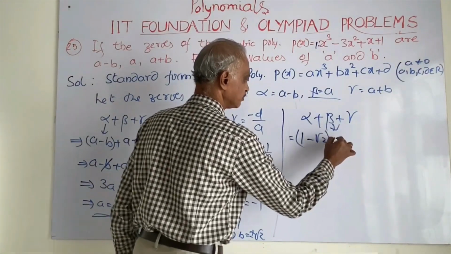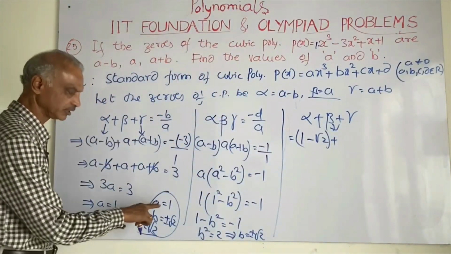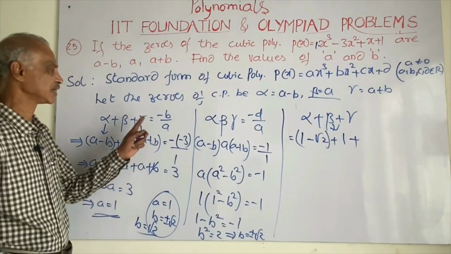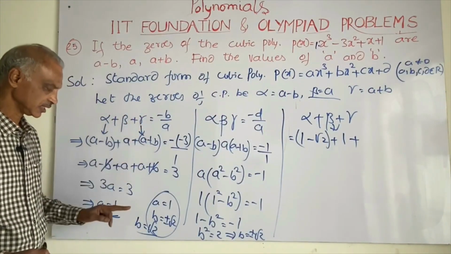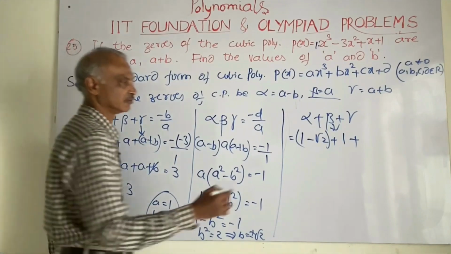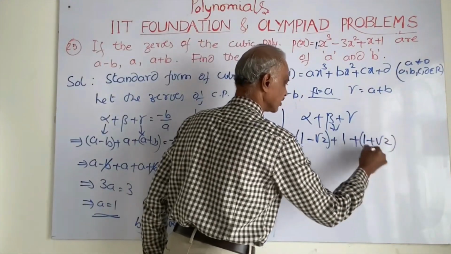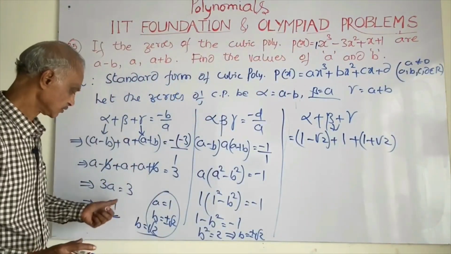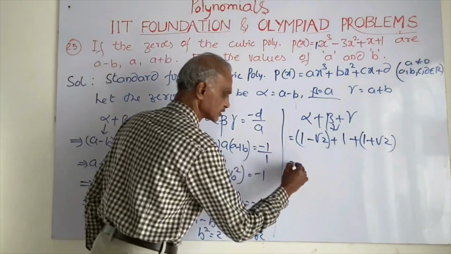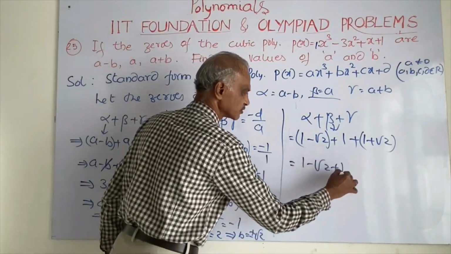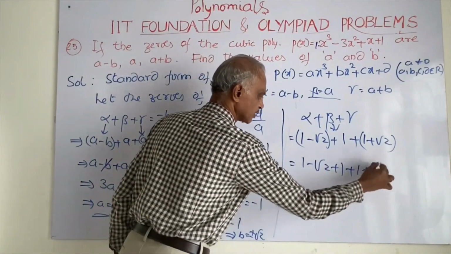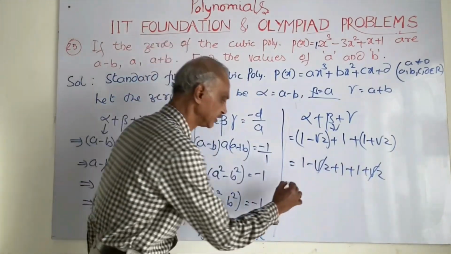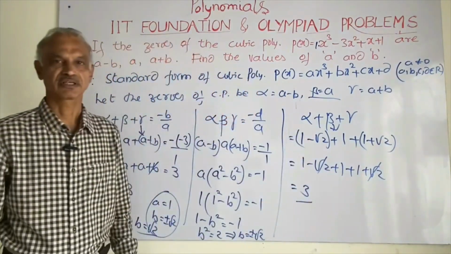What is beta? Beta means a. What is a here? 1. What is gamma? Gamma is a plus b. a means 1, b means root 2, so 1 plus root 2. We must get the sum of zeros as 3. You see, 1 minus root 2 plus 1 plus 1 plus root 2, plus root 2 minus root 2 gets cancelled. 1 plus 1 plus 1, you will get 3. Sum of zeros is equal to 3.